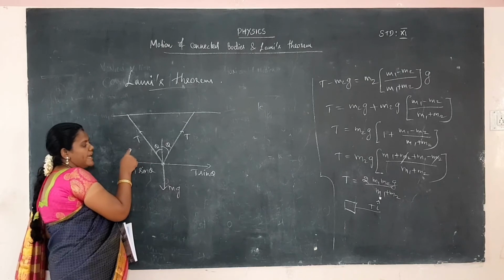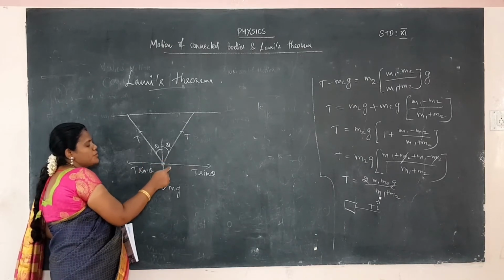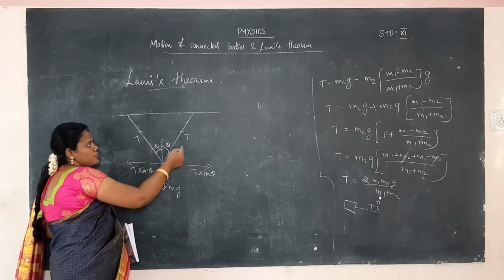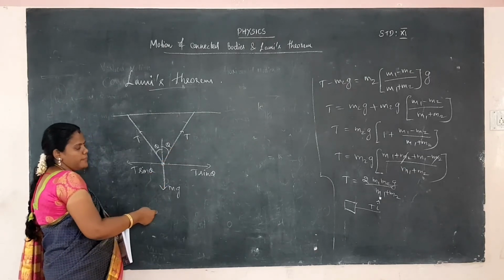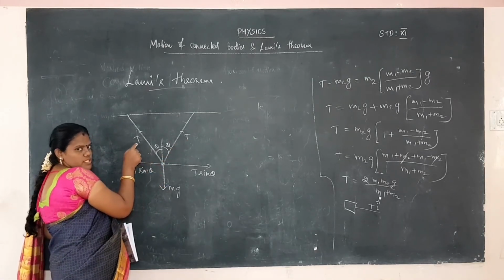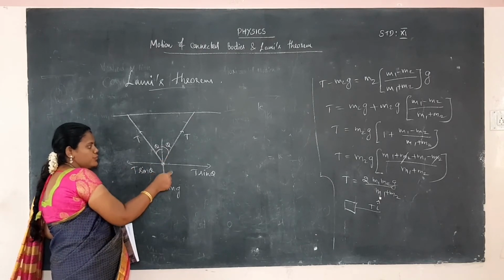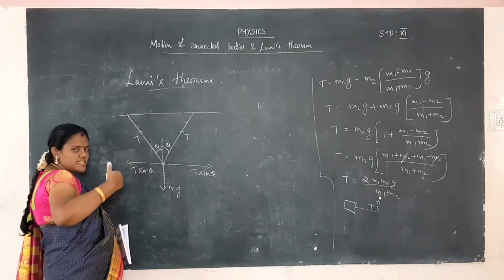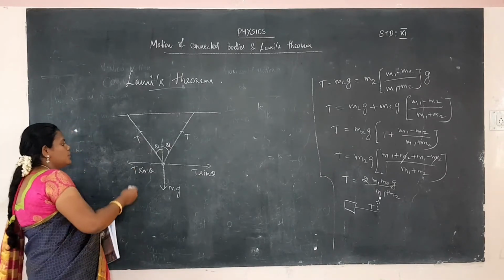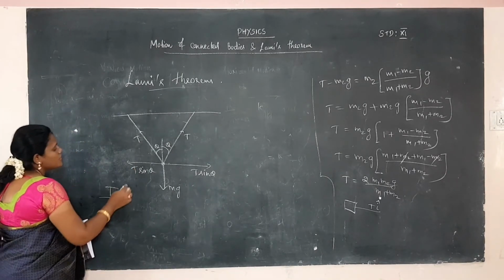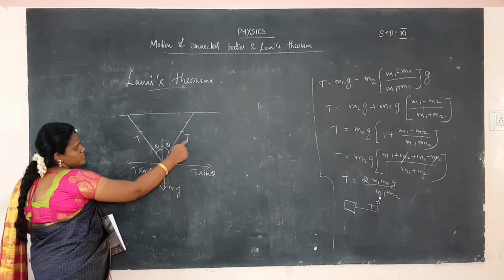Tension T will be directly proportional to the sine of the angle between the opposite two forces, that is, the other tension and the weight. So T by the sine of the angle between the two forces, the tension and mg, will be equal to a constant.